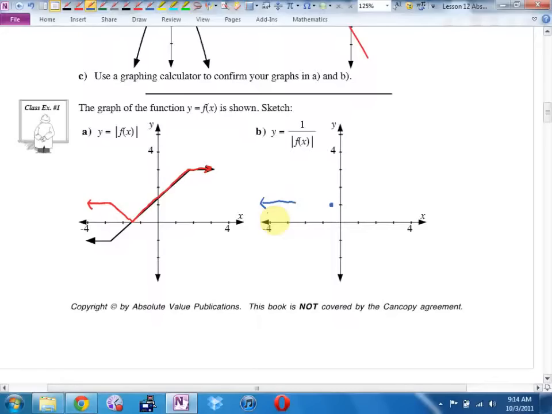The next step: anywhere my graph touches zero is going to be a vertical asymptote. There's going to be a vertical asymptote at negative 1.5.